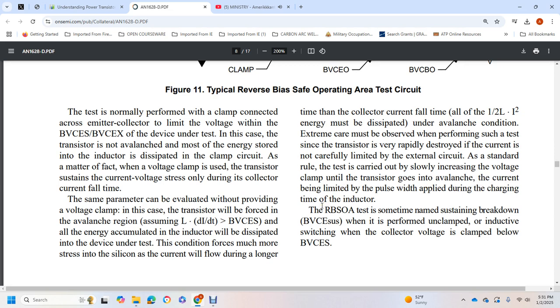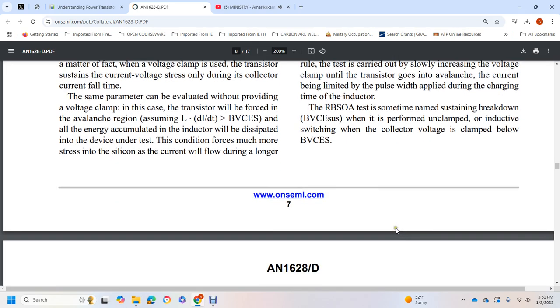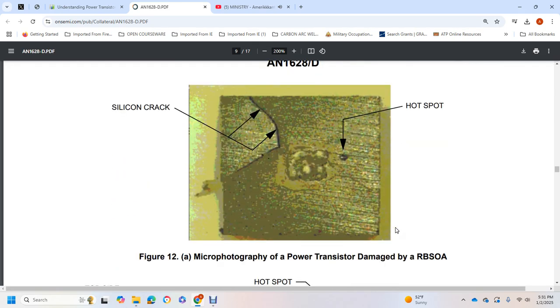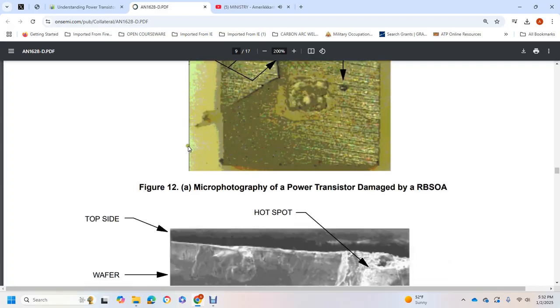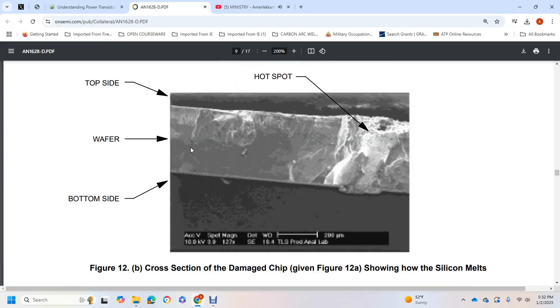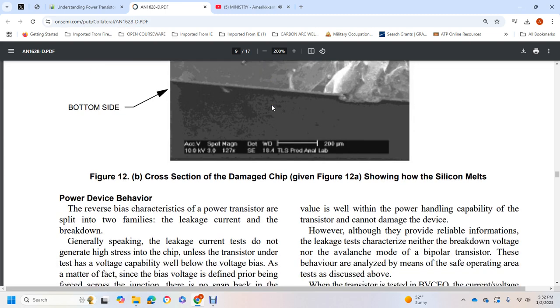The reverse bias safe operating area test is sometimes named sustaining breakdown when it is performed as unclamped inductive switching, with the collector voltage clamped by the BVCES. Figure 12A shows a micro photograph of a power transistor damaged by the reverse bias safe operating area test, with a hotspot and silicon crack. The cross-section damage in figure 12 shows silicon melt, top side wafer, and bottom side hotspot.